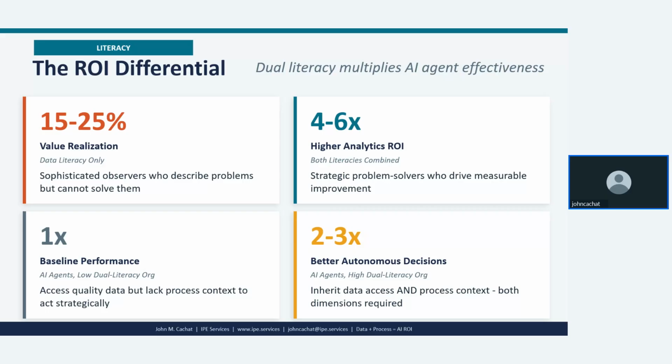Just data literacy alone, again, we'll get some observers who can describe problems, but maybe not solve them. Kind of a baseline performance. You'll get higher analytics when you combine them both. And the other one that's a lot of concern about is autonomous decisions and who has the authority to make it. If you put these both together with context and governance rules, you can do this, but never do this. You'll start to get the ROI you're looking for.